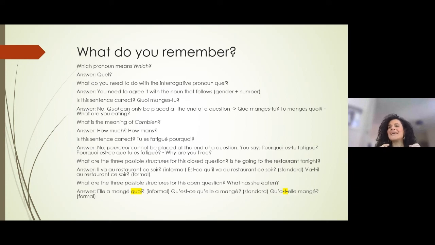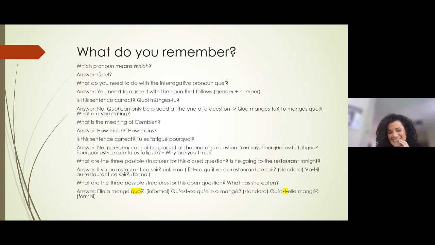Par exemple, qu'est-ce que tu fais? What are you doing? But est-ce que in itself doesn't have an interrogative pronoun. Est-ce que doesn't mean anything. Qu'est-ce que, we have the interrogative pronoun. Qu'est-ce que tu fais? What are you doing? But est-ce que tu es fatigué? Est-ce que doesn't mean anything. Are you tired? That's all. So it's only there to show that there is a question. That's very interesting. Thank you for that. I've learned a lot today so far too.